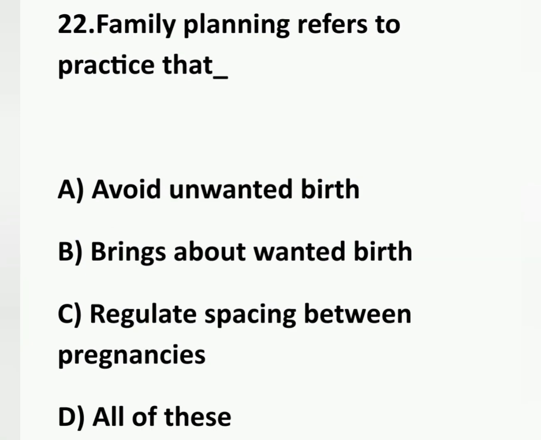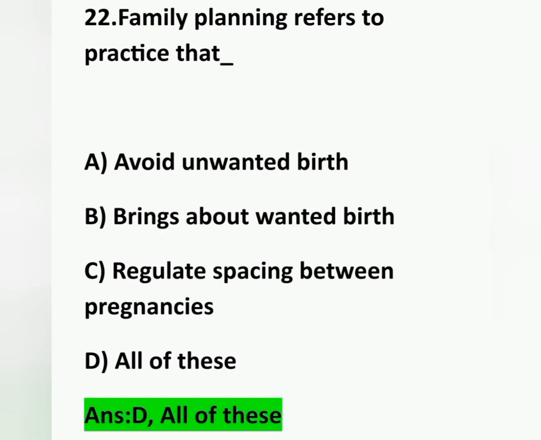Family planning refers to practice that. Options are option A avoid unwanted birth, option B brings about wanted birth, option C regulates spacing between the pregnancies, option D all of this. Family planning means option D all of this. That is, family planning includes avoiding unwanted birth, bringing about wanted birth, and also regulating the spacing between the pregnancies. So correct answer is option D all of this.